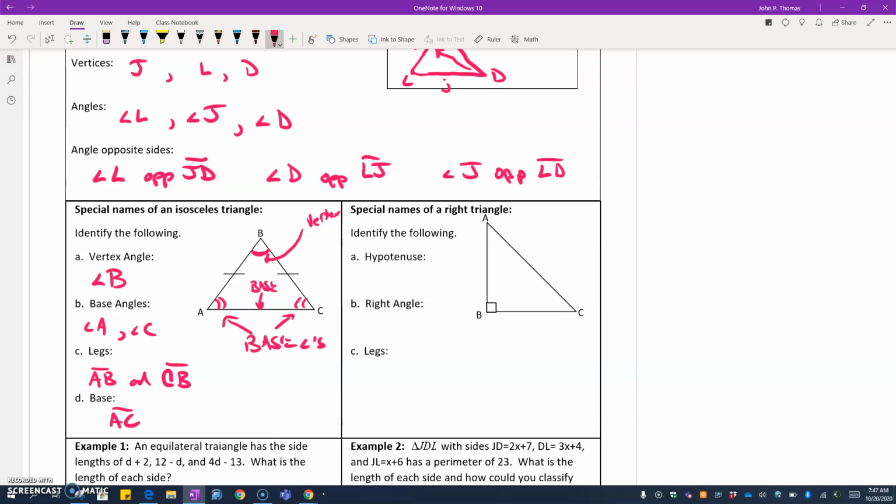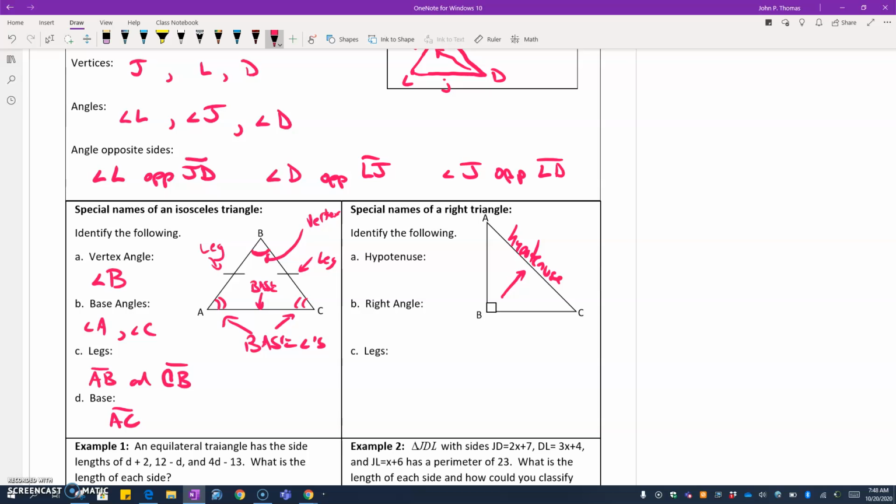We have the base angles are A and C. That's a leg, and that's a leg. All right, so we have vertex, legs, and bases in an isosceles triangle. And we also have vertex angle and base angles. Now, in a right triangle, we have some special names too. The first one is hypotenuse. All right, that is always the side opposite the right angle.